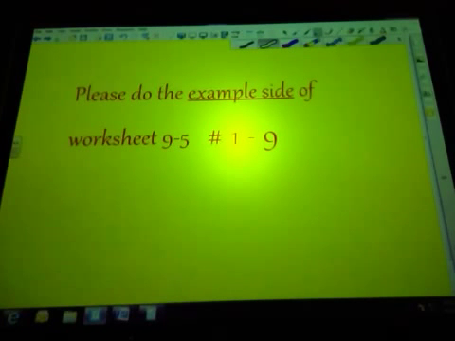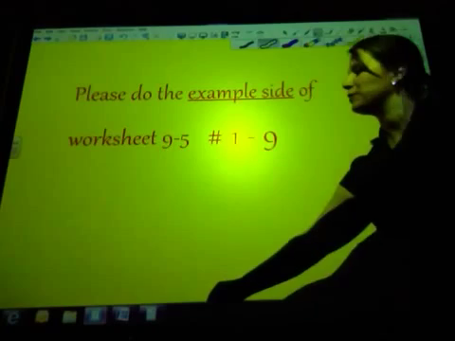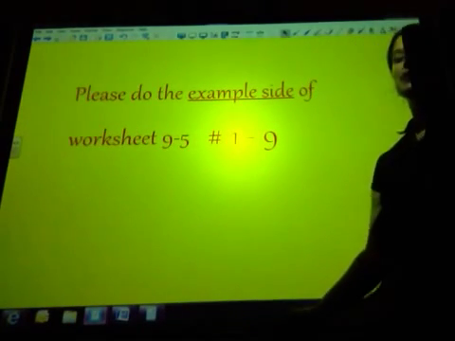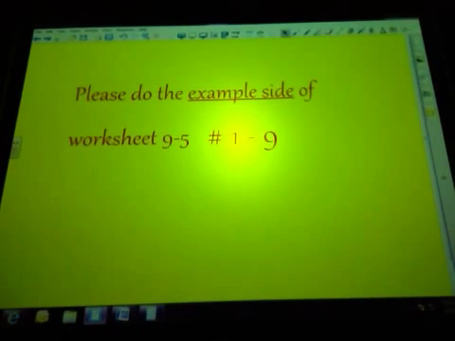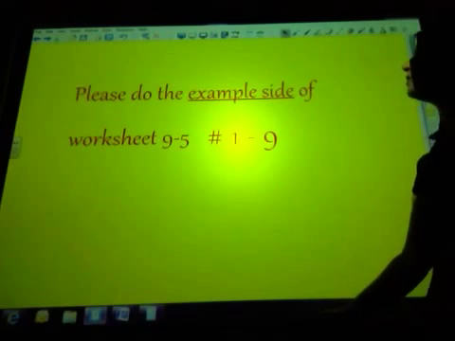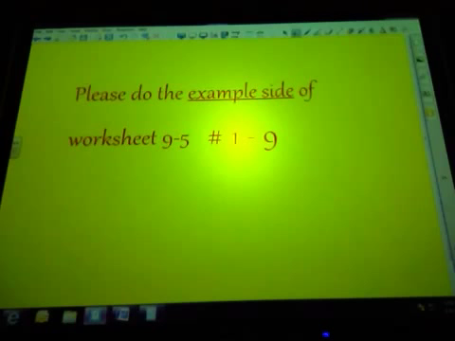I want you to pause the video, please, and on the example side of your worksheet, which is the only side that you have, I think, you need to do number 1 through 9. It is not necessary for you to show work for this part, but please just make sure that you pay attention if it's add or subtract, and remember your positives and negatives also. When you get finished with that, go ahead and restart the video, please.